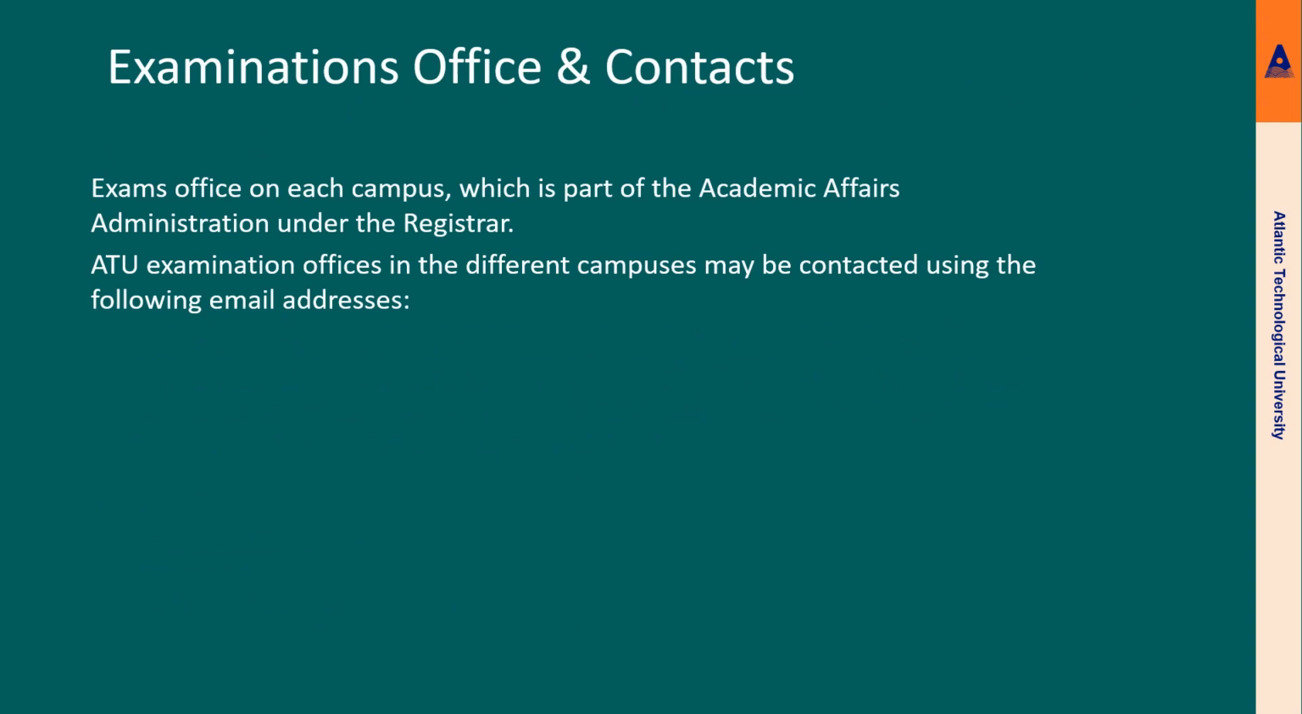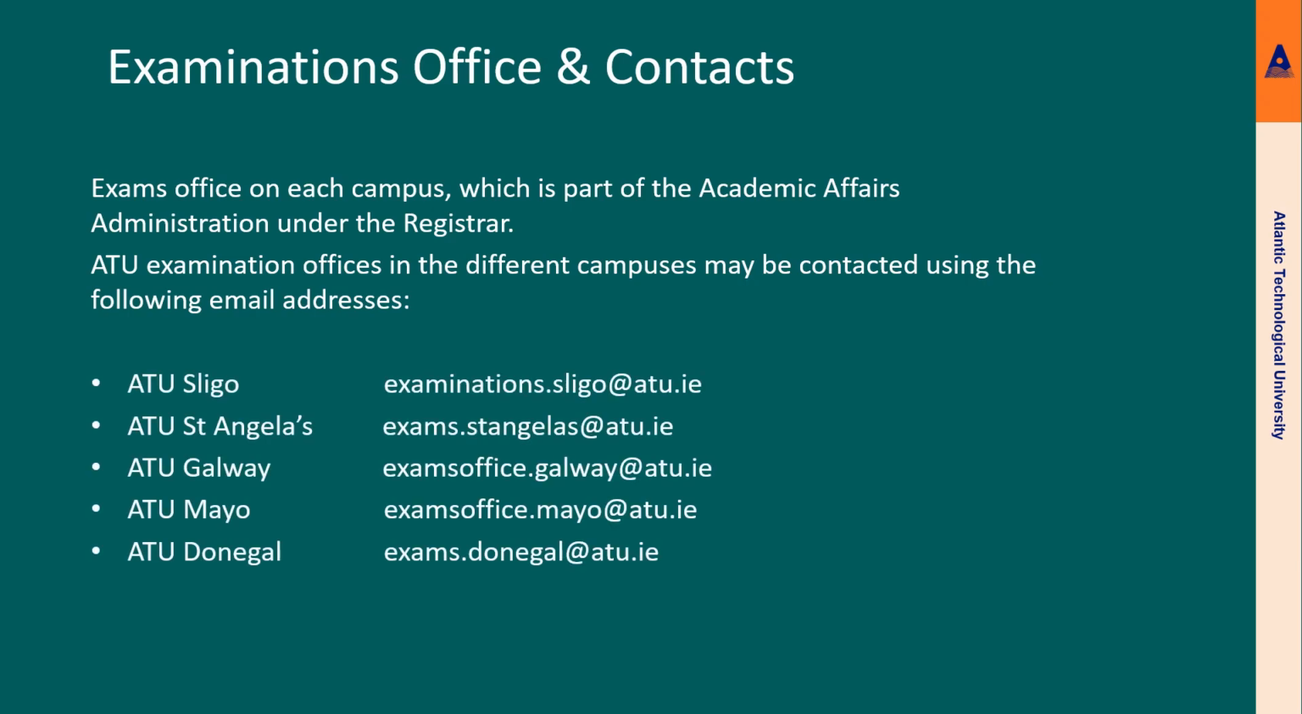There is an examination office on each campus that comes under the Academic Affairs Administration under the registrars. And there's a set of email addresses there that you can use to contact an examination office if it's in regard to your results or some process or registration for repeat results. You can go ahead and contact them.